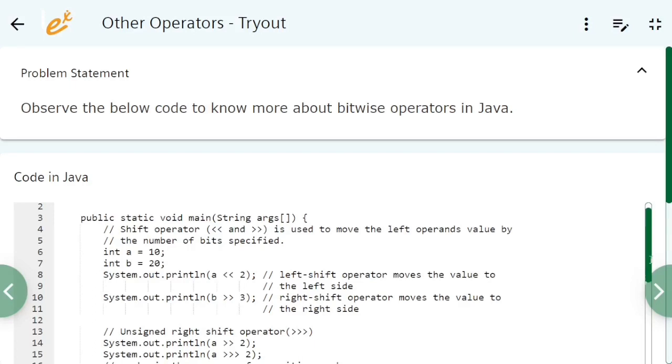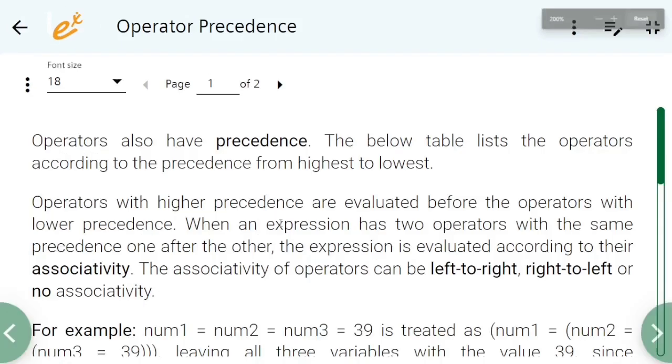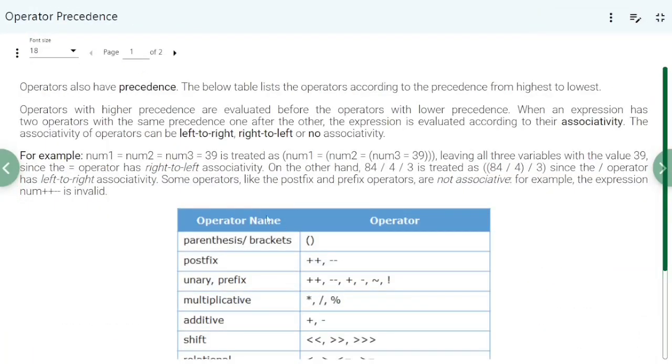Okay, let's move ahead, and next topic would be operator precedence. So, okay, let me just zoom out a bit. So, what is operator precedence? Operators also have precedence. The below table lists the operators according to the precedence from highest to lowest. Operators with higher precedence are evaluated before the operators with lower precedence. So, when an expression has two operators with the same precedence, one after the other, the expression is evaluated according to their associativity.